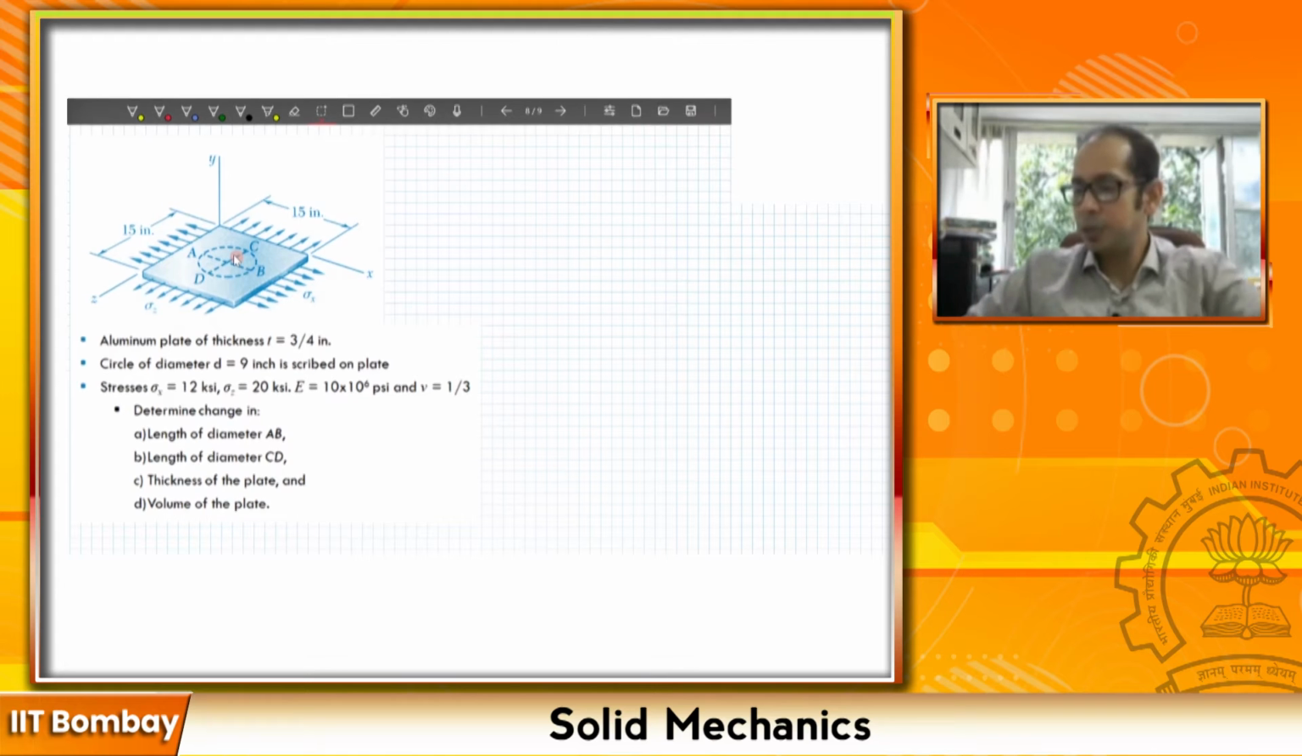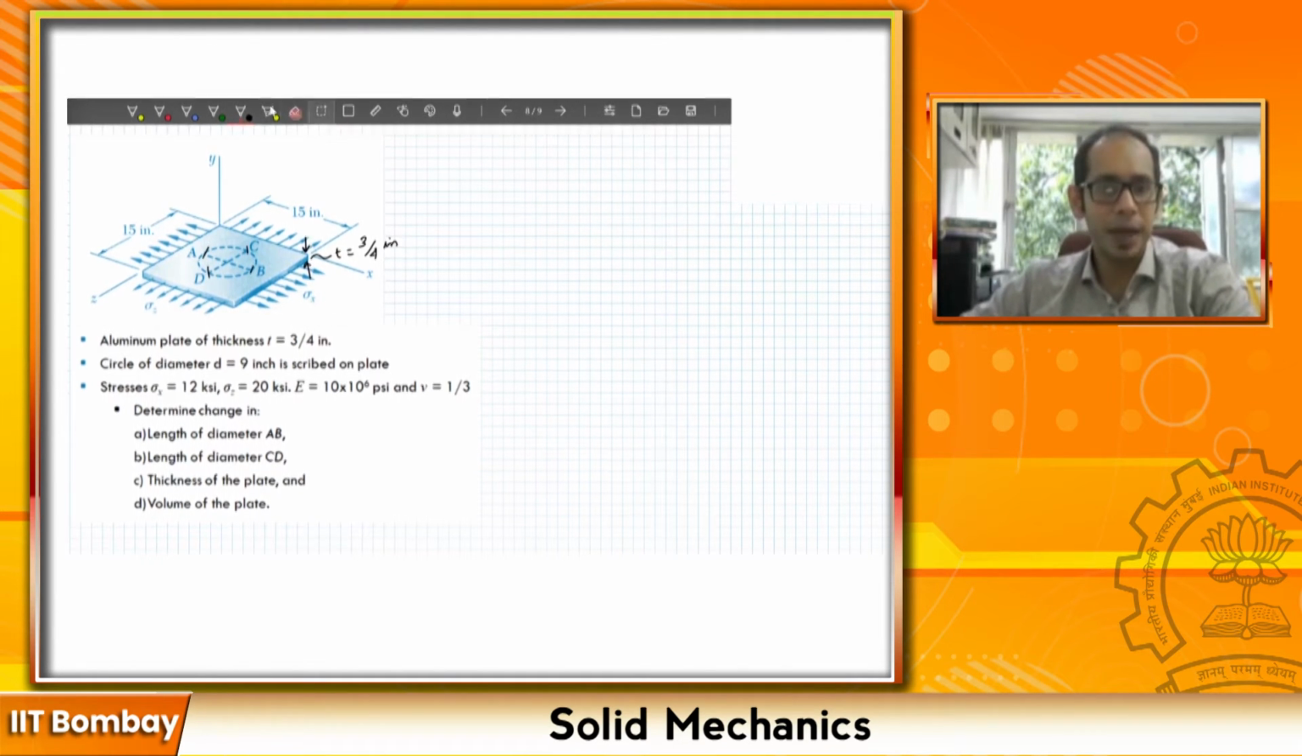If you take a look at this problem, it says that the plate is made of aluminum. The thickness of the plate is 3/4 of an inch, which is this thickness T that you have over here. Within it you have a circle of diameter 9 inches, which is inscribed. So this is the circle of diameter 9, and essentially this distance as well as this particular distance is 9 inches.